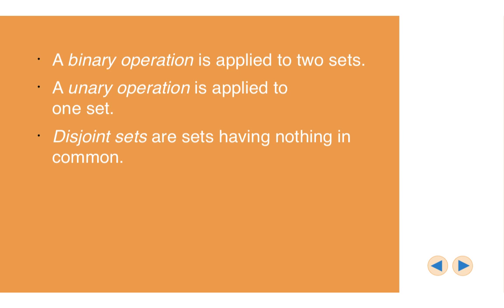The very last thing we're going to talk about are different types of operations. Binary, unary, and disjoint sets. Binary operation is applied to 2 sets, unary operation applied to only 1 set, and disjoint sets are sets having nothing in common at all. Let's take a look at an example.